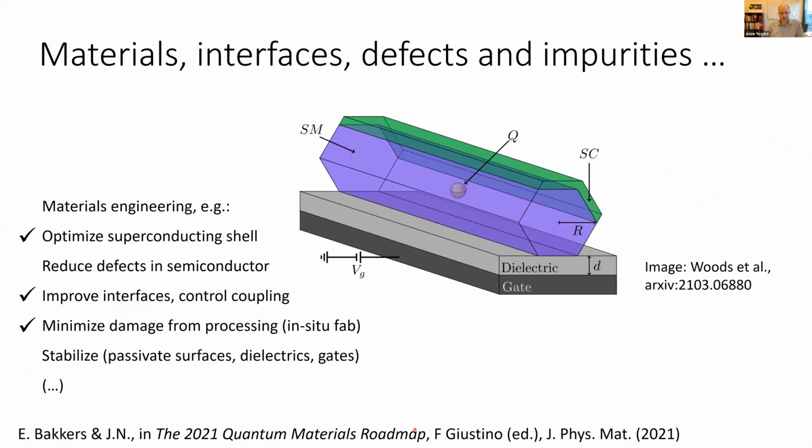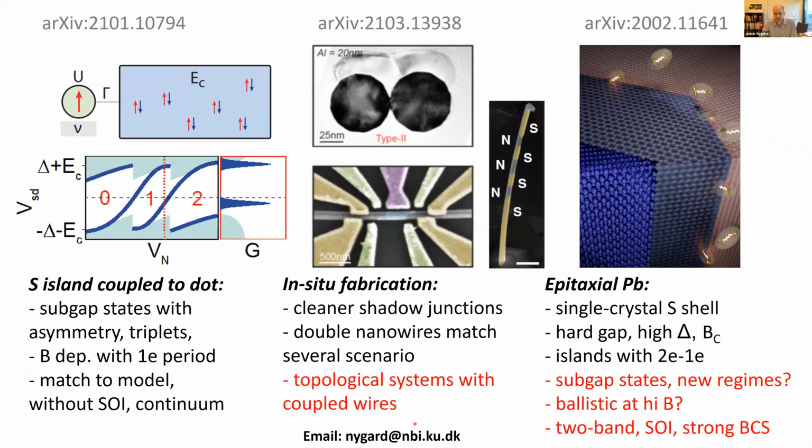I showed this one at the beginning, listing issues that were to be addressed. I addressed some of these, including the superconducting shell, how to improve the interfaces and minimizing the damage, but we are not through yet. We covered a good way and introduced some new materials. And with that, I'll end my talk and just put up a slide with conclusions, some ideas for further work, and the three main topics I discussed: the superconducting islands, in situ fabrication, and finally lead as a new superconductor in these III-V hybrid nanowires. And with that, I thank you for your attention.